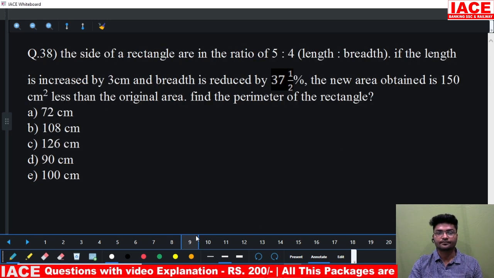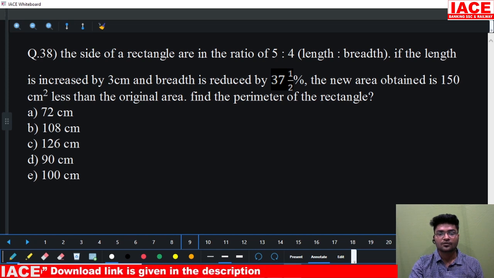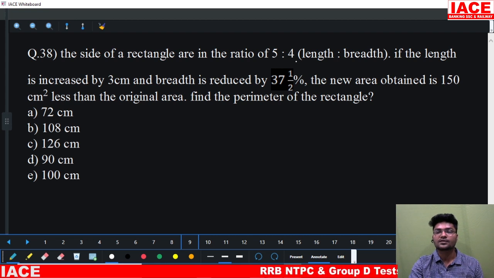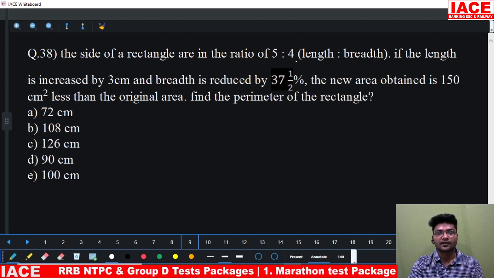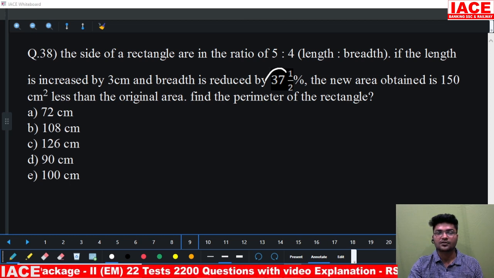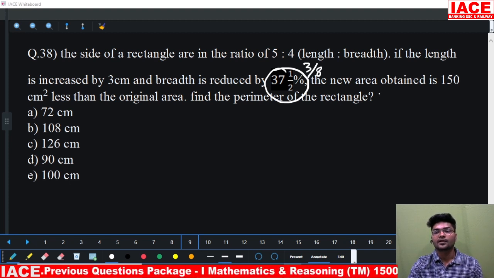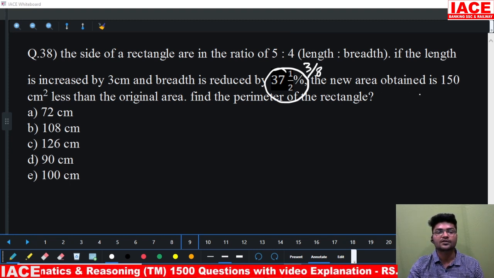Question number 38. The sides of a rectangle are in the ratio 5:4. That is, length is to breadth. If the length is increased by 3 centimeters and breadth is reduced by 37 1/2 percent, what is 37 1/2 percent in fraction? 3/8. 37 1/2% means 3/8. The new area obtained is 150 centimeters square less than the original area.